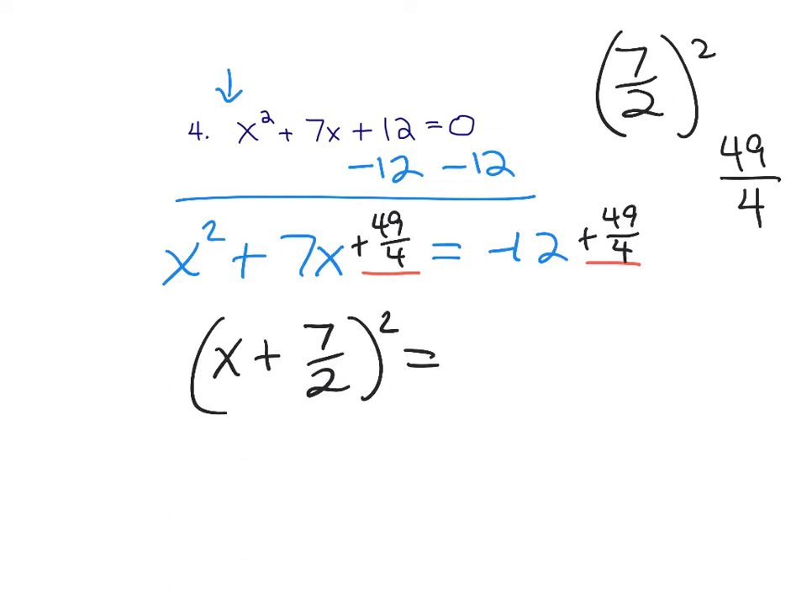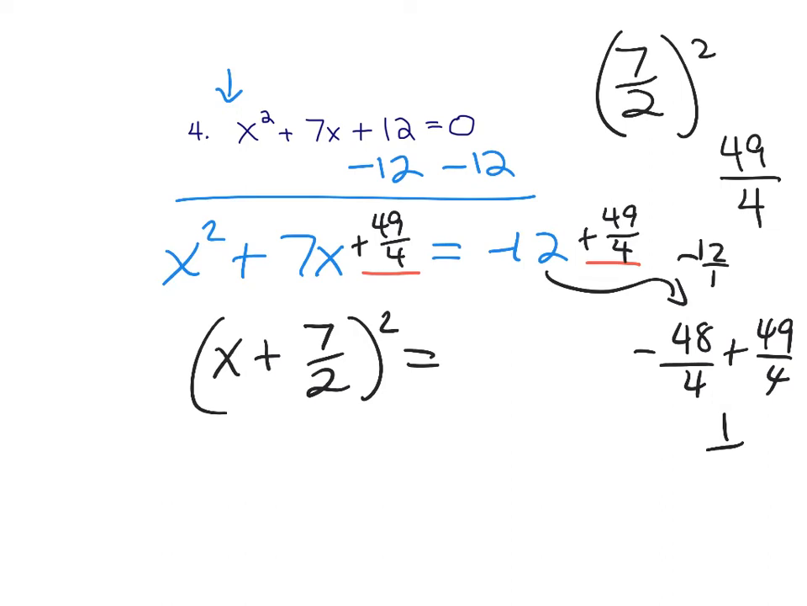Now, the hard part is doing negative 12 plus 49 over 4, which really isn't that bad. I'm going to turn negative 12 into 48 over 4. And it's negative. So I just turned 12 over 1, with a common denominator of 4, into 48 over 4. I subtract those because the signs are different. And I get 1/4. Apply the square root method.